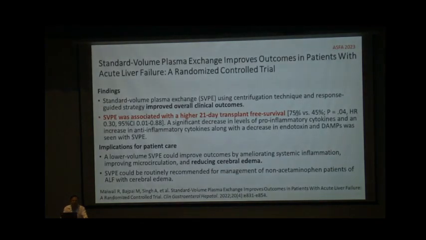A few studies from our institute have been published. Standard volume plasma exchange improves the outcome in patients with acute liver failure, a randomized controlled trial. This study is also included in ASFA 2023, and it was done on 40 patients with 1-to-1 randomization. They found standard volume plasma exchange was associated with higher 21-day transplant-free survival. Additionally, increased anti-inflammatory cytokines along with a decrease in endotoxin and DAMPs was seen, and simultaneously there was a reduction in cerebral edema.